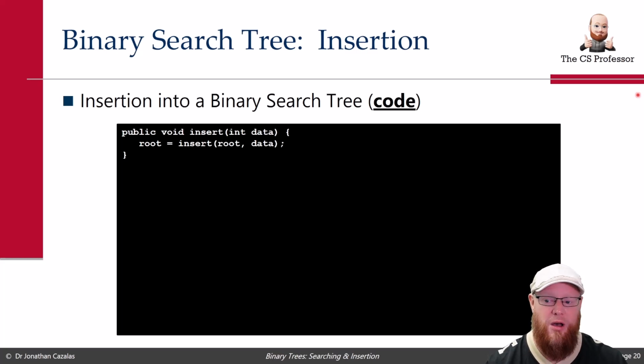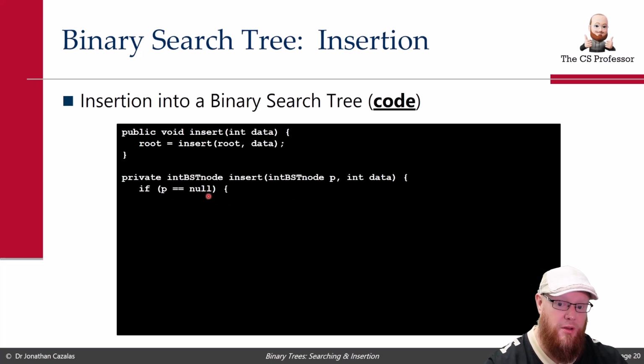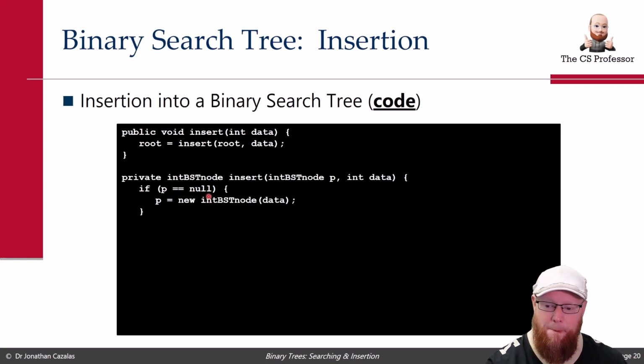Here is our code to actually make this happen. Once again, we have that public method and we have the private method. We want to insert this data value into the tree rooted at this variable root, which is a private data member. So we call the real insert method here, and we send over the address of the root, and we send over the data that we want to insert. And we say right off the bat, if P is null, if there is no tree, make a new node with that data value and save it into P.